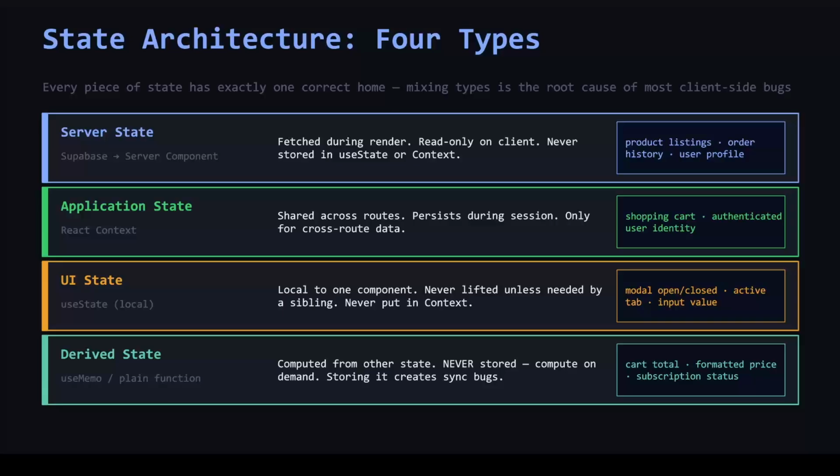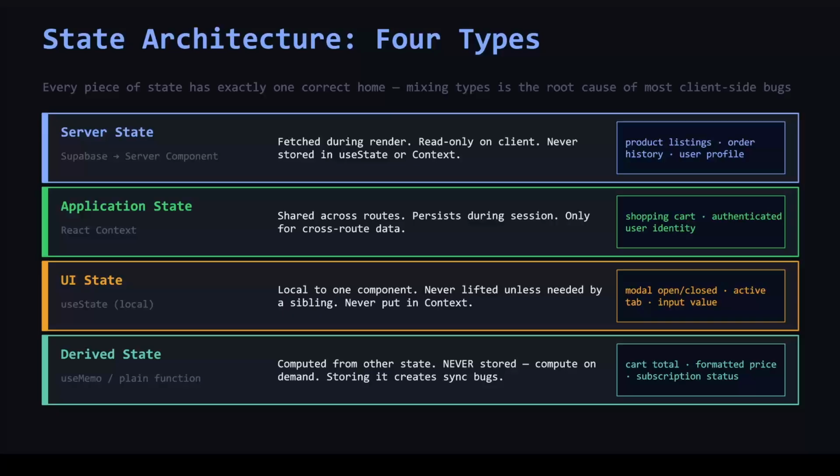Firstly, we have server state. Source of truth is Supabase. Owner is the server component. It fetches during render and is read only on the client. It's never stored in useState or context. Some examples we have are product listings, order history, and user profile. When you need fresh data, you navigate. The server component refetches.